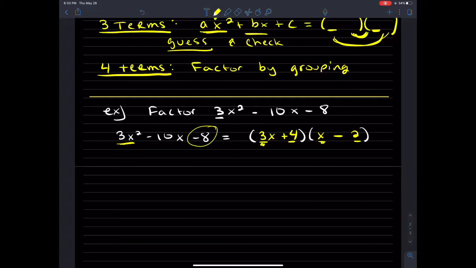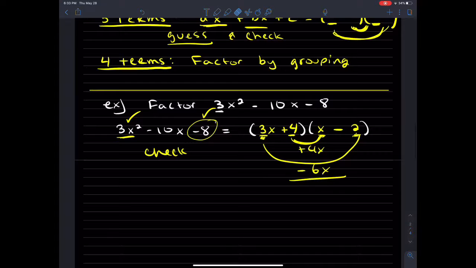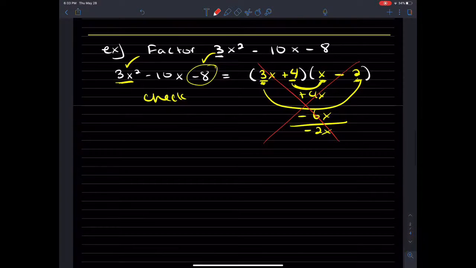But so far what we have is 3x squared works. The plus 4 times minus 2 is minus 8. That works. Now we need to check the middle terms. This is plus 4x, inner, and the outer 3x times minus 2 is minus 6x. That 4 and 6 add up to be 10, but these are opposites, remember. That's minus 2x. So, I mean, if you want to show your work by putting a big fat X through it, don't erase, okay? Because in case it doesn't factor, you can write irreducible, but this one does.